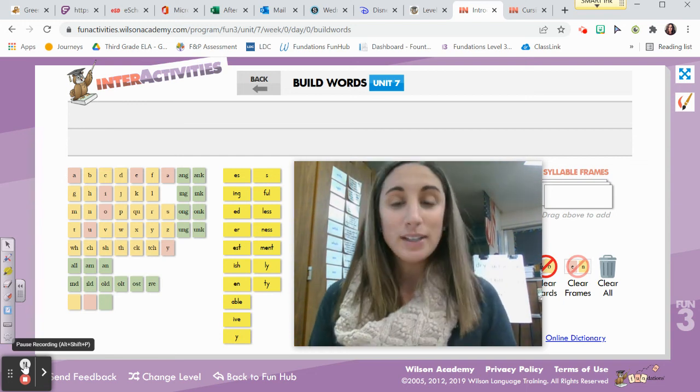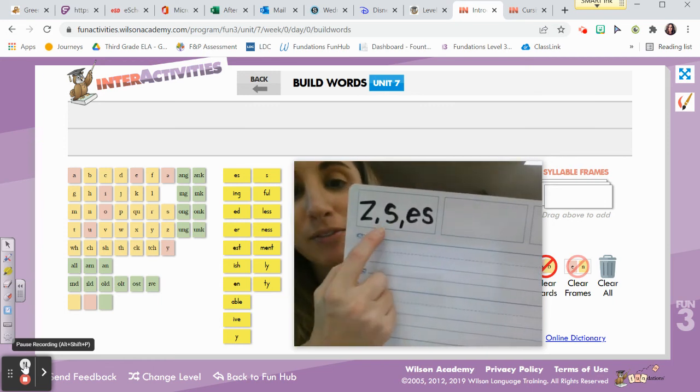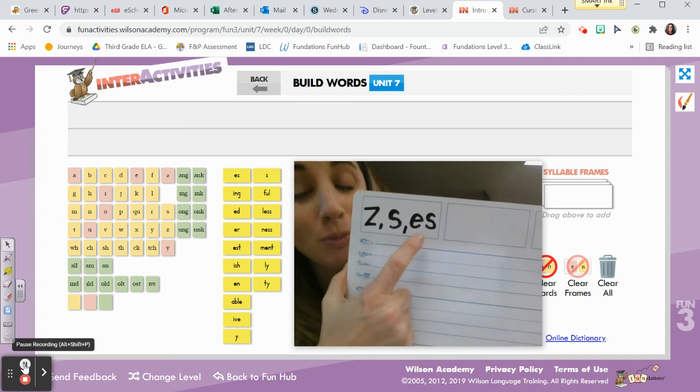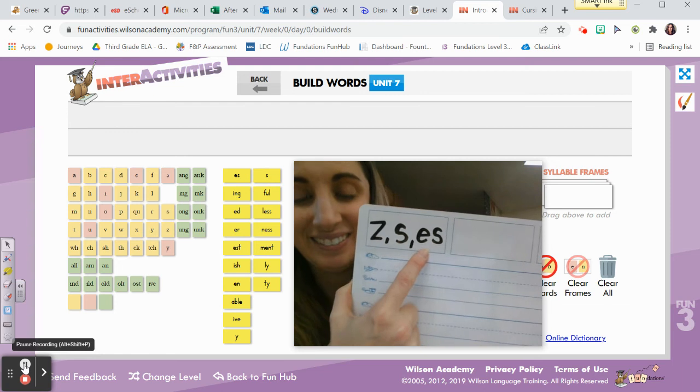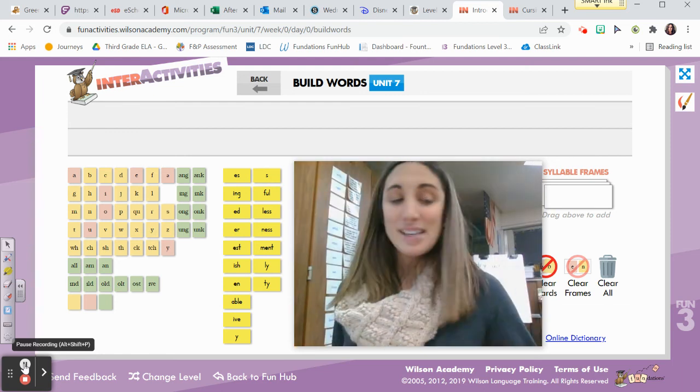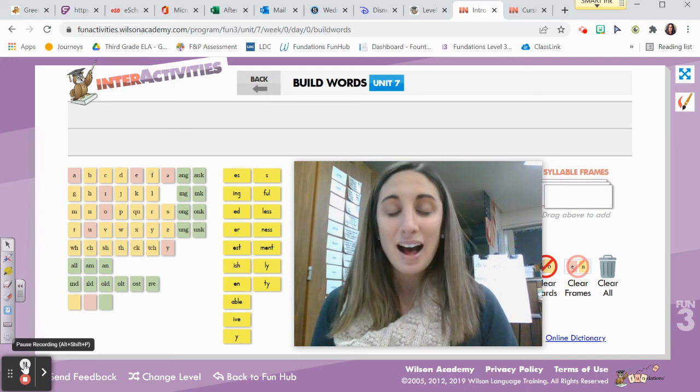Did you get the obvious one? Z, zebra, Z. How about S when it's a suffix? Bugs. And we learned now ES, like babies. Very good. All right, the next sound, move to the middle box, is Say it.